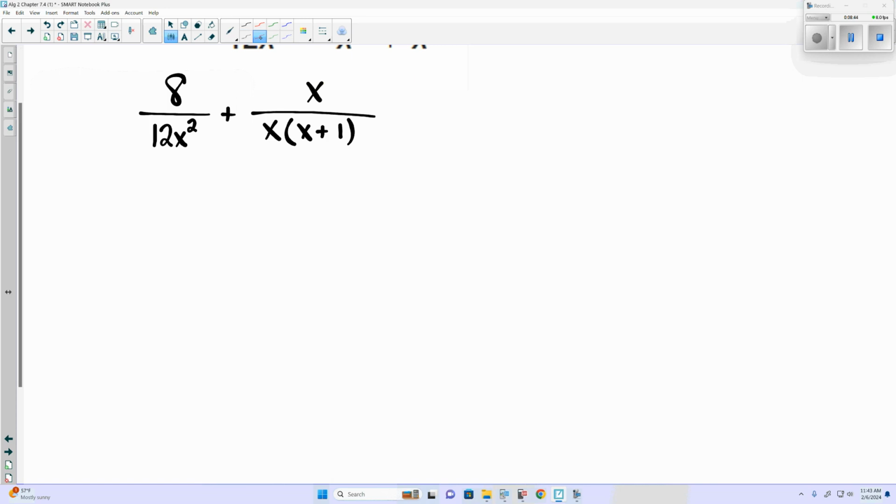Questions on any of this so far? Questions on anything we've done so far? Now at this point here, we need to find this least common denominator. We need to find this expression that will make both of these terms be the same. It'll help us get what the two denominators need to be.